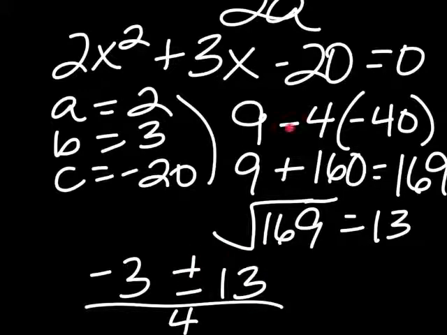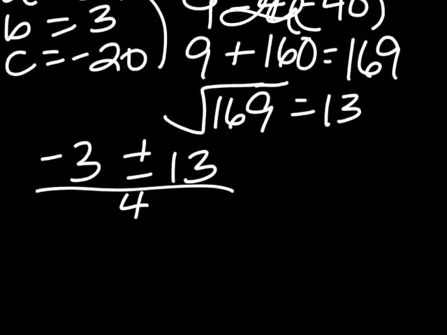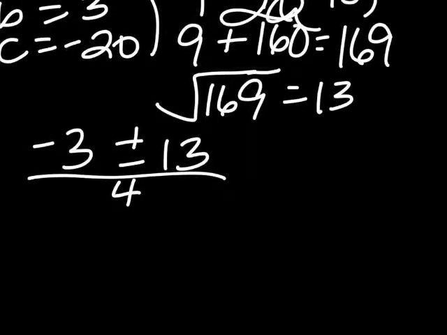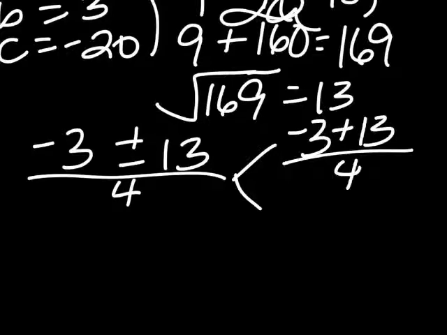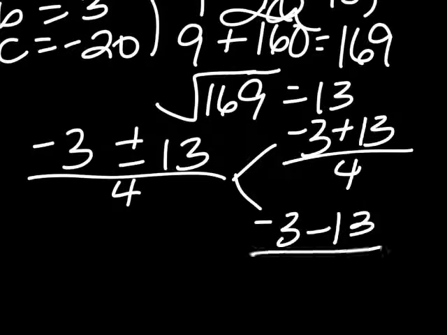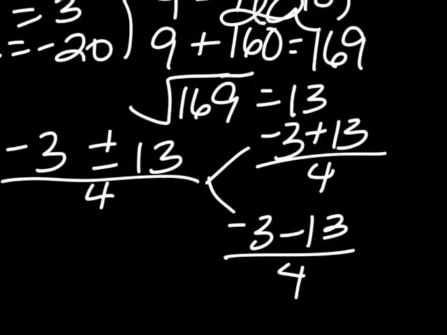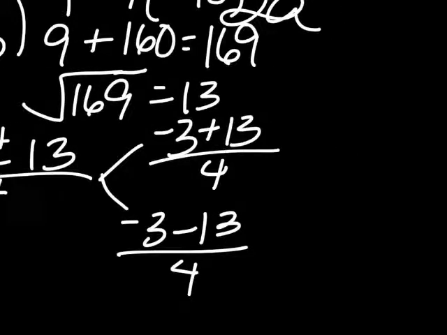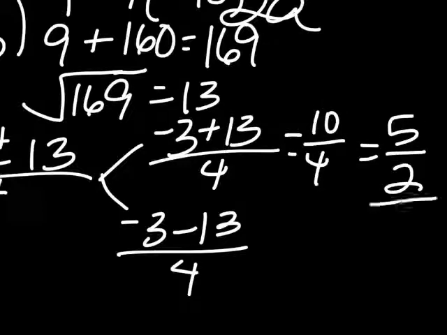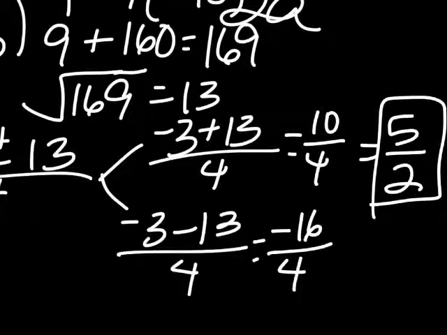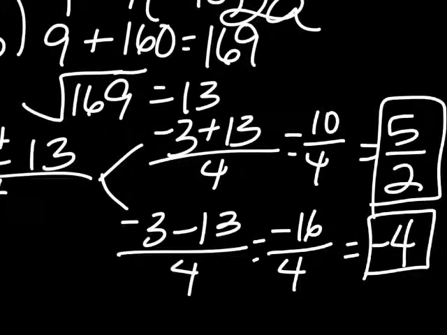So now we need to move that whole thing up. We always have 2 answers in a quadratic equation, so now I need to split this out and solve it twice. So I have negative 3 plus 13 over 4 and negative 3 minus 13 over 4. Let's go ahead and solve those. Negative 3 plus 13 is 10 over 4, which reduces to 5 over 2, 5 halves. And negative 3 minus 13 is negative 16 over 4, which reduces to negative 4. So those are your 2 solutions.